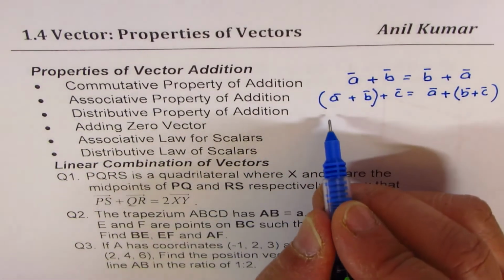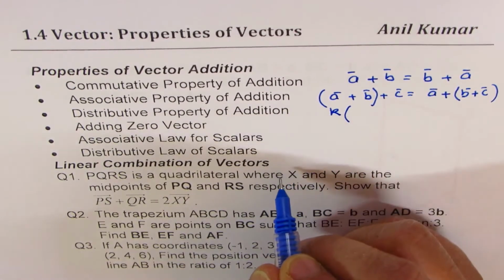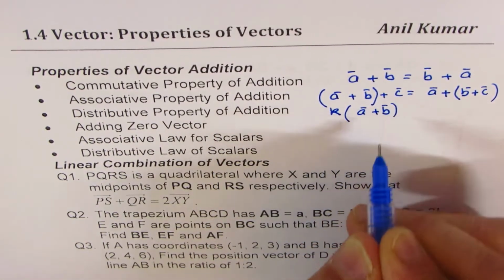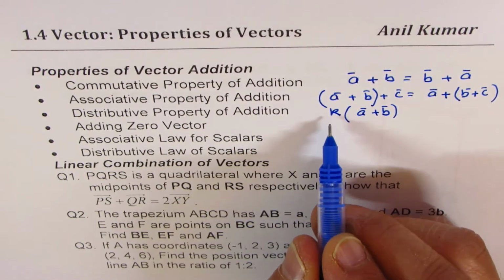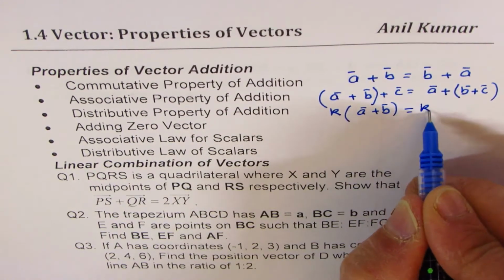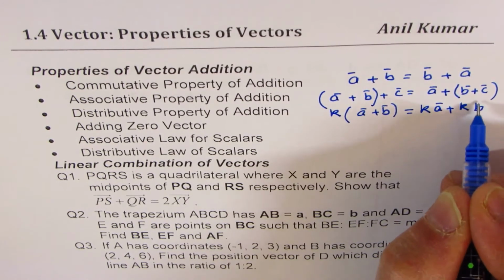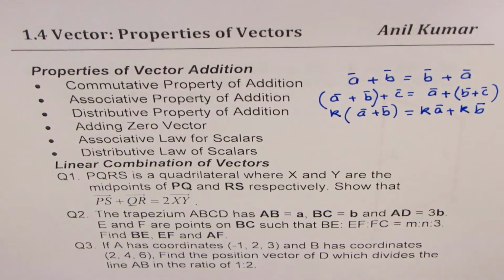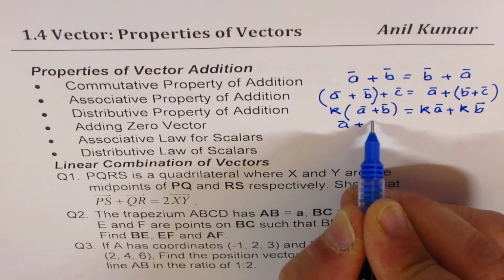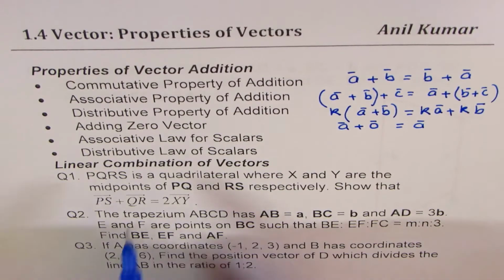Distributive property of addition is we are multiplying by a constant scalar, so scalar multiplication, and we have 2 vectors, let's say a and b. Now, scalar multiple of k with a plus b is same as scalar multiple of k with a plus scalar multiple of k with b. So that is distributive property of addition. Adding 0 means the vector does not change. If vector a is added with vector 0, we get vector a itself.